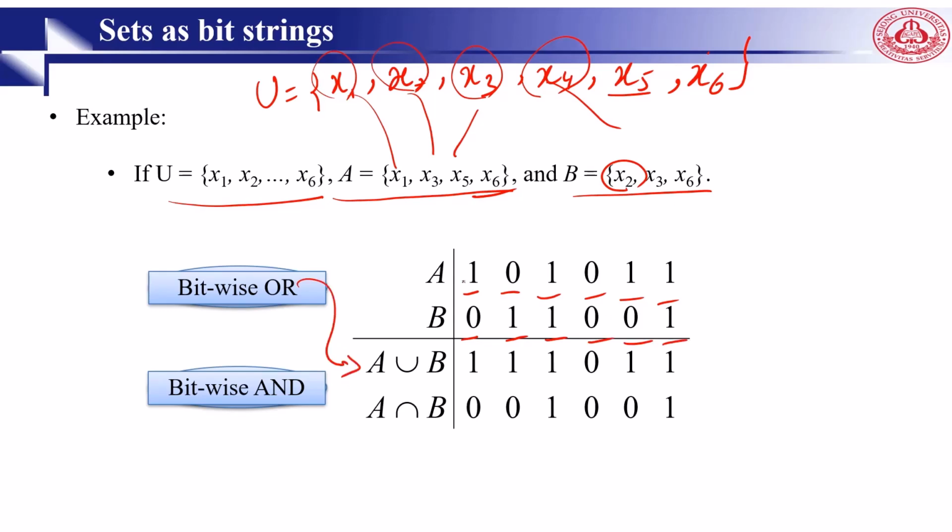This is bitwise OR. 1 and 0, 1. 0 and 1, 1. 1 and 1, 1. 0 and 0, 0. And so on: 1, 0, 1, 1, 1, 1. And now AND. 1 and 0, 0. 0 and 1, 0. 1 and 1, 1. 0 and 0, 0. 1 and 0, 0. 1 and 1, 1. This is bitwise AND and bitwise OR.